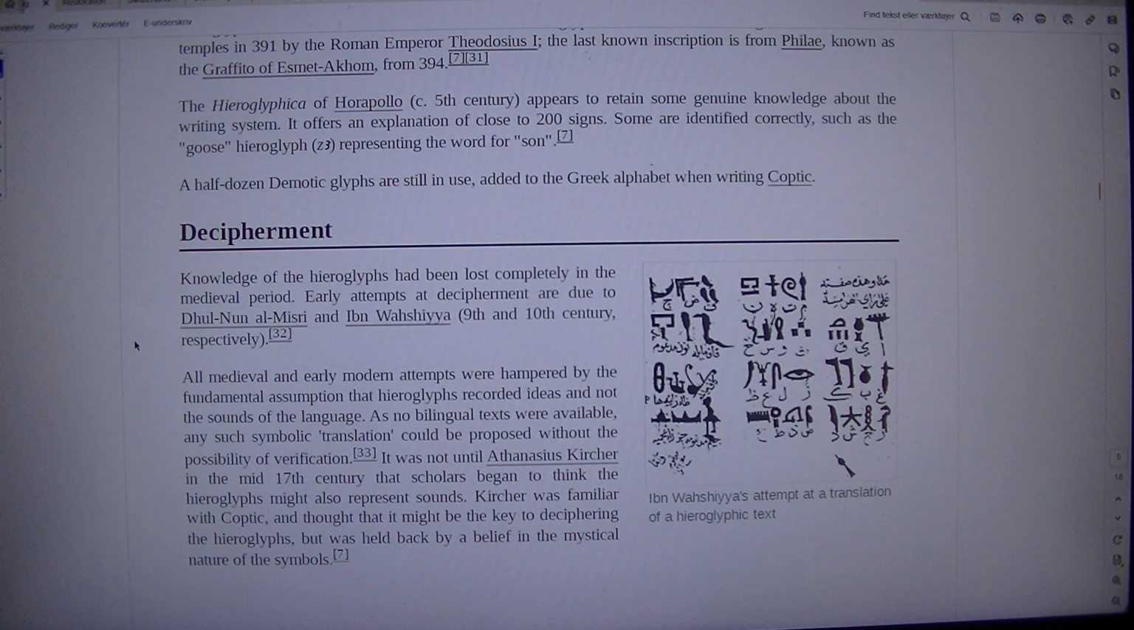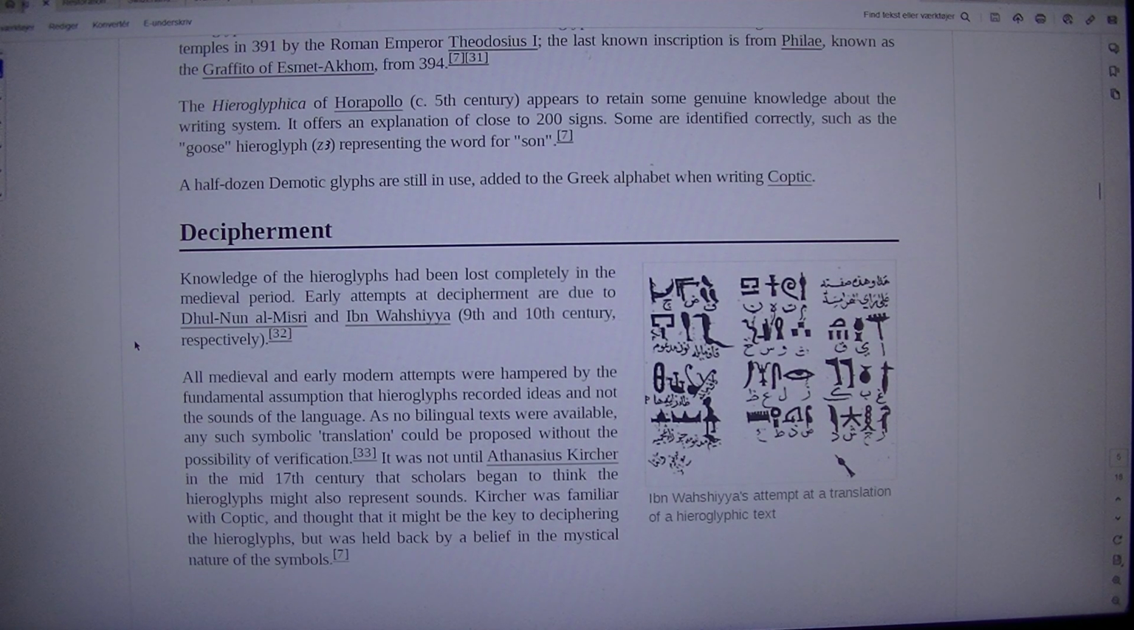verification. It was not until Athanasius Kircher in the mid-17th century that scholars began to think the hieroglyphs might also represent sounds. Kircher was familiar with Coptic, and thought that it might be the key to deciphering the hieroglyphs, but was held back by a belief in the mystical nature of the symbols.